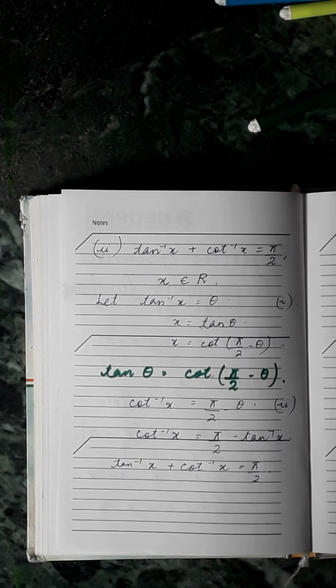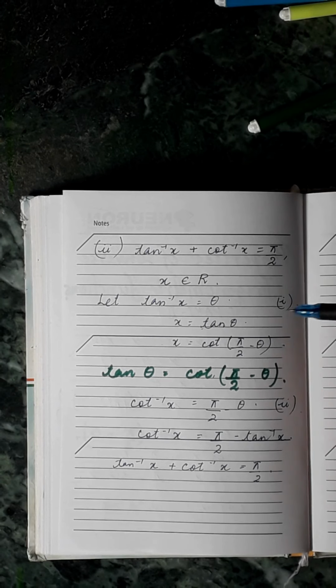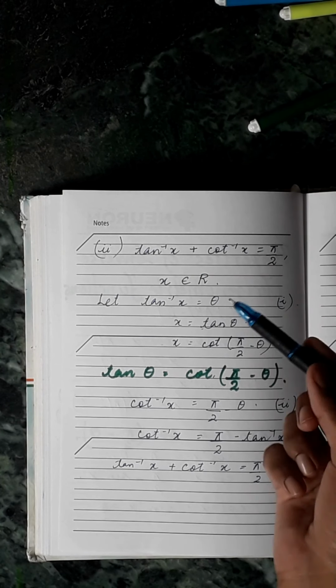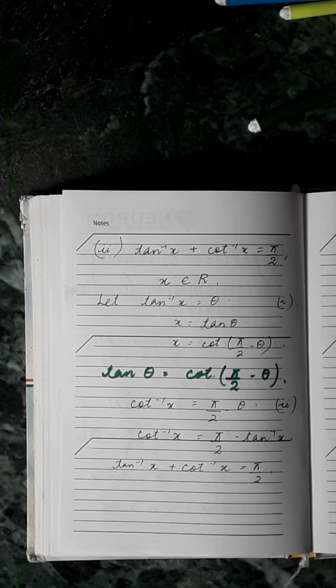See, the proofs are very simple and so are the properties. The only thing that you have to keep in your mind, just remember it very firmly, is the range of values for x. In this case it is x belongs to R, the set of real numbers. So this is the property.